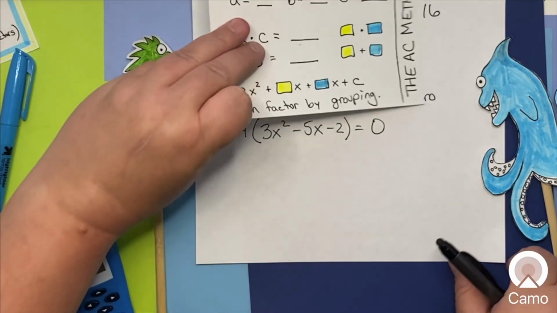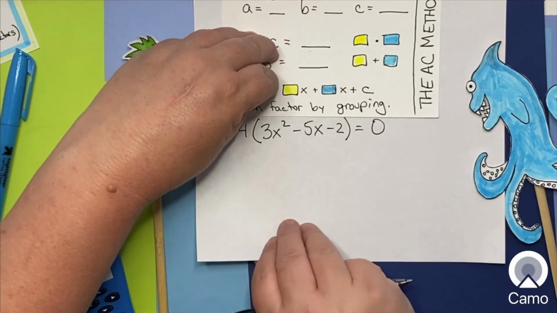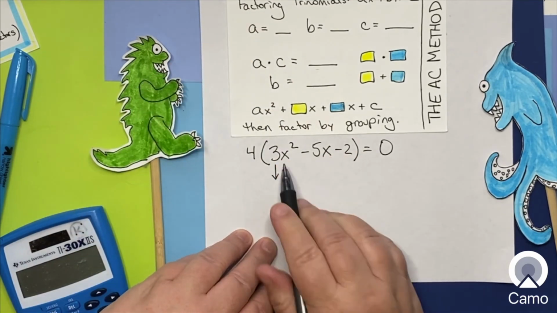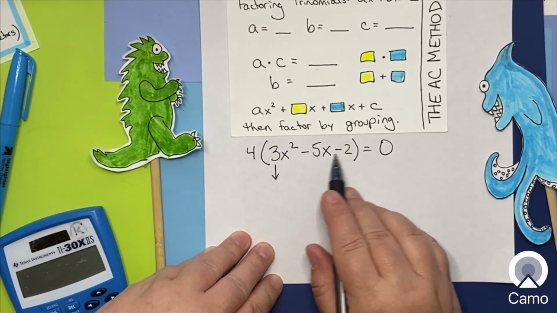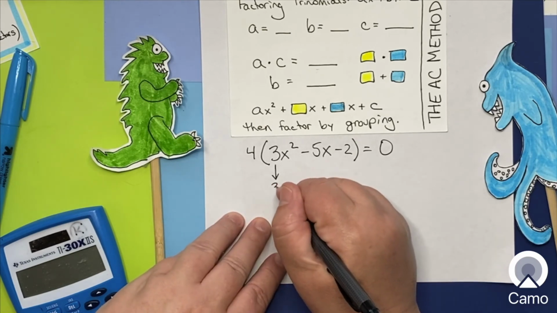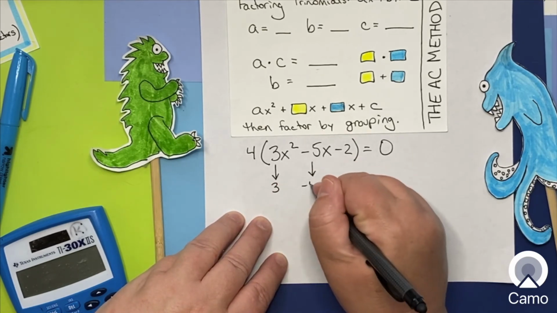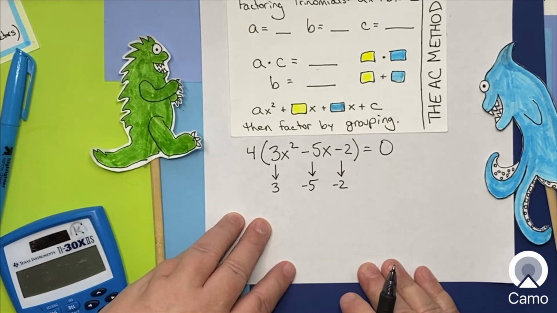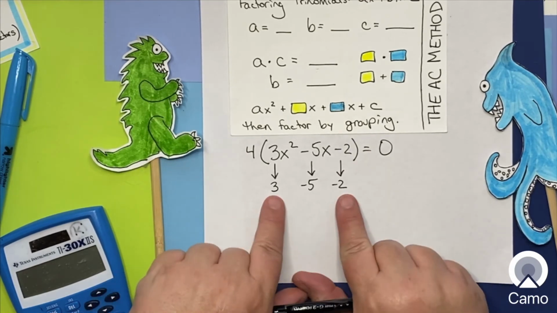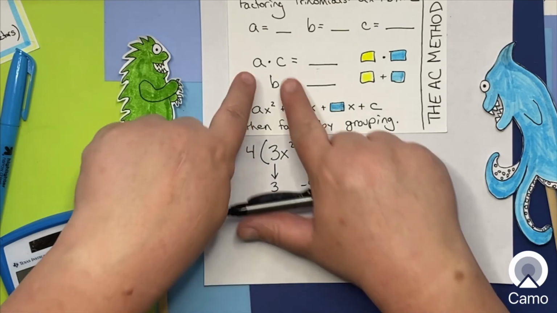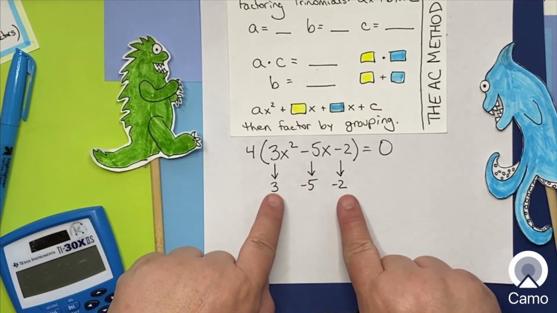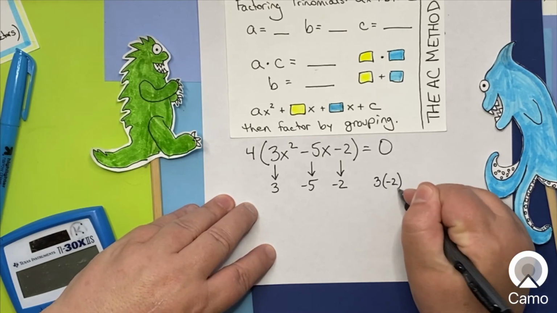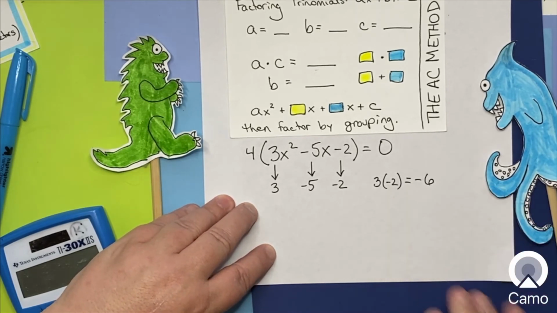So let's think about how to do this. Again, just like I did before, this is in descending order. I've got x squared, x, and the constant. My first number is 3. My second number is negative 5. And my last number is negative 2. I'm going to take the first and the last, the A and the C, and I'm going to multiply them. 3 times negative 2 is negative 6.